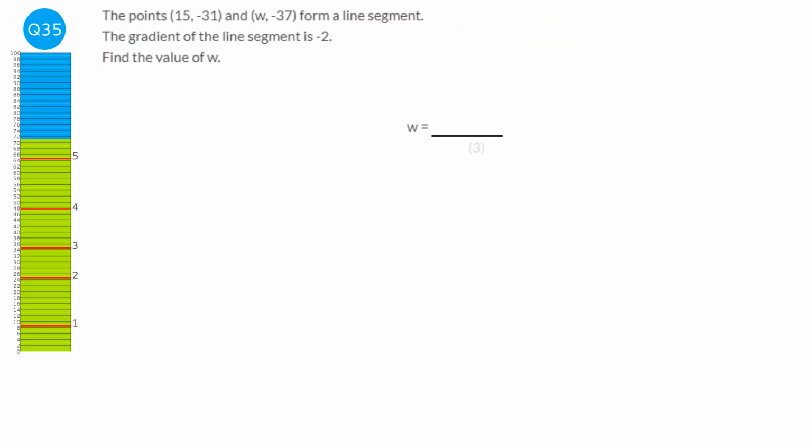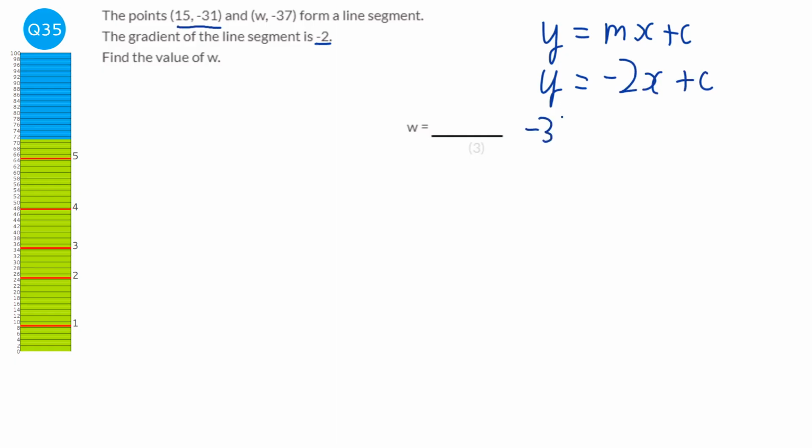So we're going to start by understanding that all lines form or can form an equation y equals mx plus c, with m being the gradient and c being the y-intercept. It says here the gradient is minus 2, so we've already got a bit of a head start with this, but we don't know what the y-intercept is. So we're going to use this first set of coordinates to work out what the y-intercept is. So y is minus 31 and x is 15. And we're going to use this to solve and find out what c is.